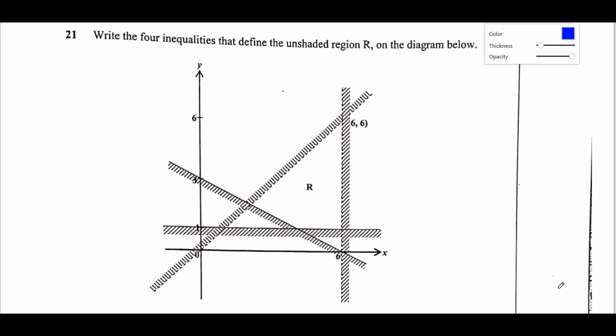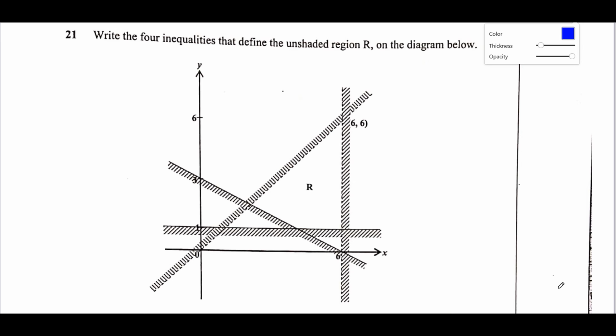So we did part 1, 2, and 3. So this is just the completion of our Maths Paper 1. As we can see, we are starting from question 21. This question is coming from the topic of linear programming. We are told to write the 4 inequalities that define the unshaded region R on the diagram below.